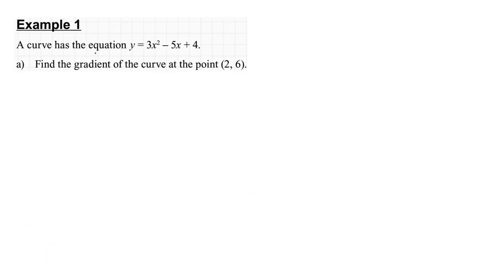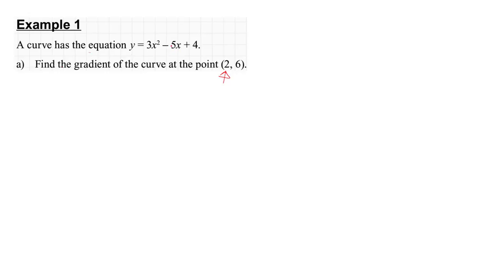Right, so example 1 says a curve has the equation y = 3x squared minus 5x plus 4. Find the gradient of the curve at the point where x is 2. Now we are so interested in x because when you differentiate this, you're going to end up with x still being there, not y.